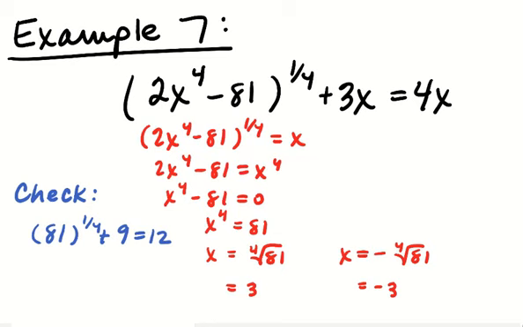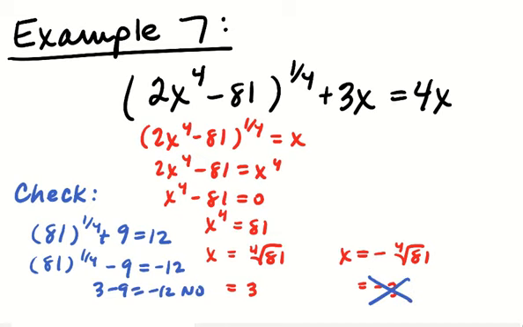Okay, you plug in negative 3. Well, when you take it to the 4th power, it's going to end up the same. But minus 9 equals 4x, which is negative 12. Okay, you go and you take 81 to the 1/4 power. That's 3. That's like saying 3 minus 9 equals negative 12. No. Okay, this is an extraneous solution. We're not going to consider that.